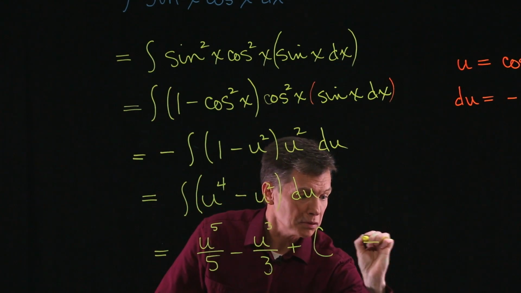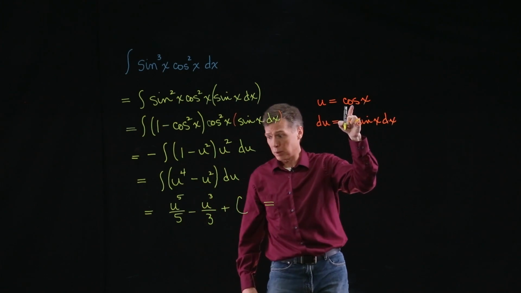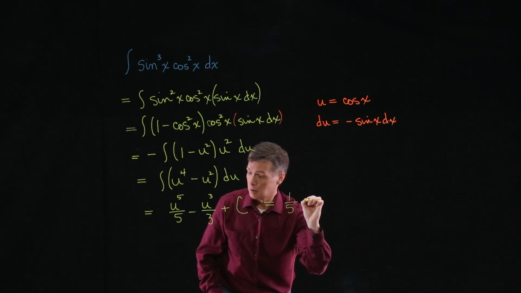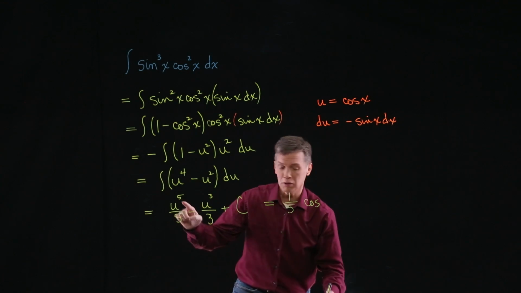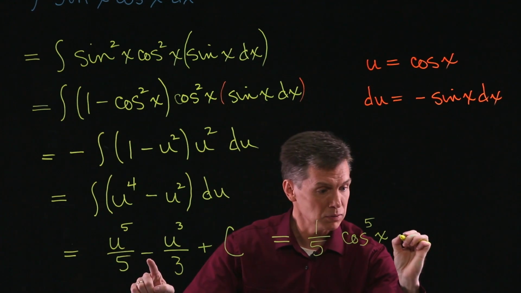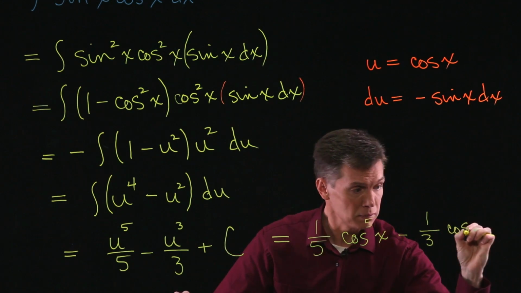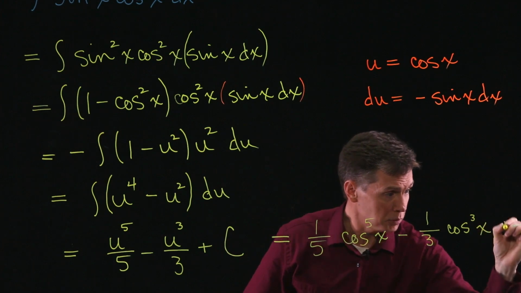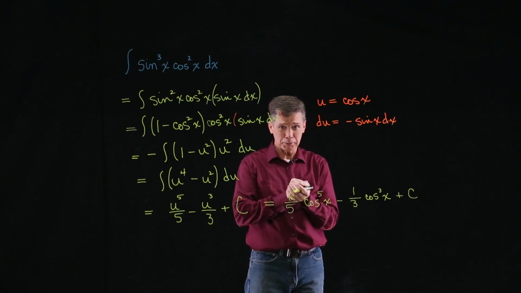And I'll slide over for my last step here, because most of the time what you'll do with u substitution is substitute back in, right? So 1/5. u now is cosine. This u was to the 5th power, so cosine to the 5th power of x, minus 1/3 cosine to the 3rd power of x plus c. And you've got it. That'd be my final answer here, okay?